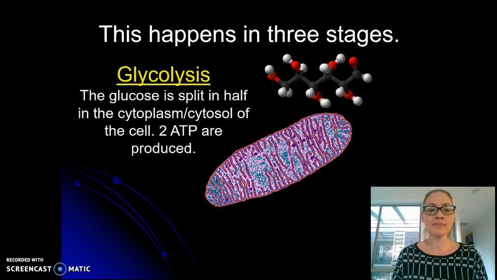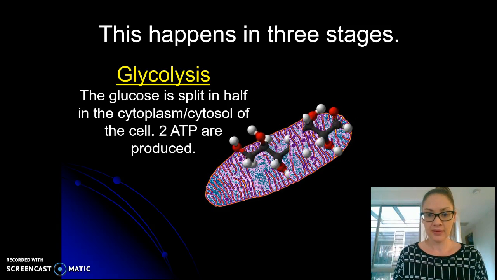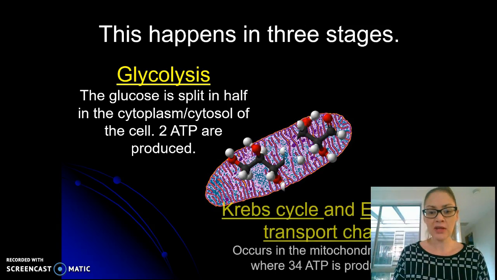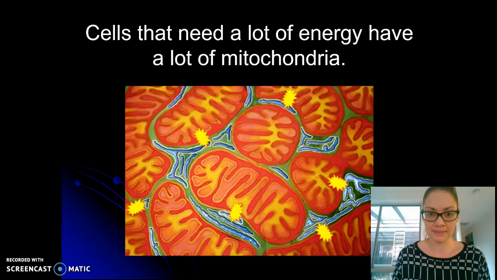So glycolysis: glucose is split in half in the cytoplasm, and 2 ATP are produced. No oxygen is required for glycolysis. Then we go into the mitochondria, where we have the Krebs cycle and the electron transport chain. That occurs within the mitochondria, and that's where 34 ATP are produced. So our net ATP is 36.